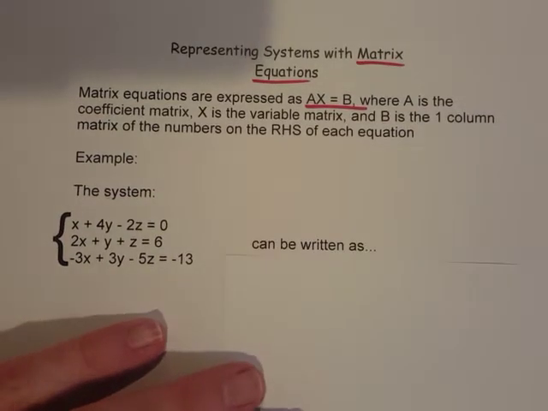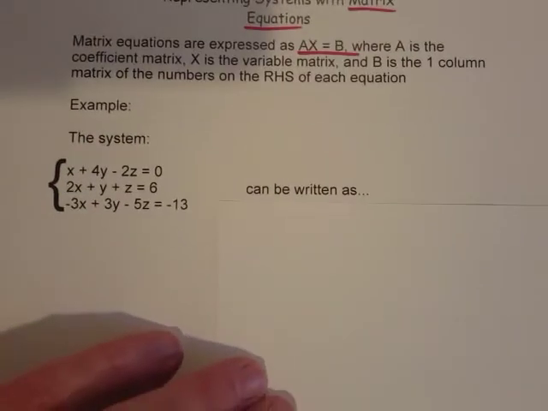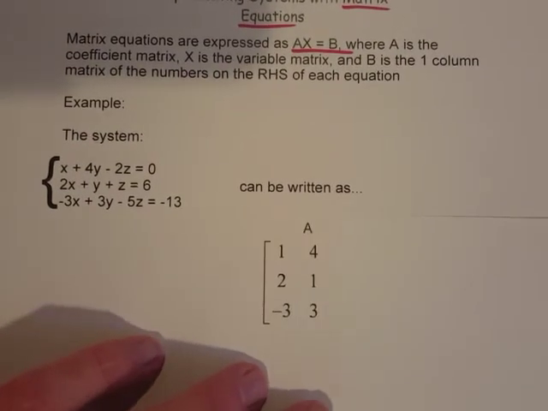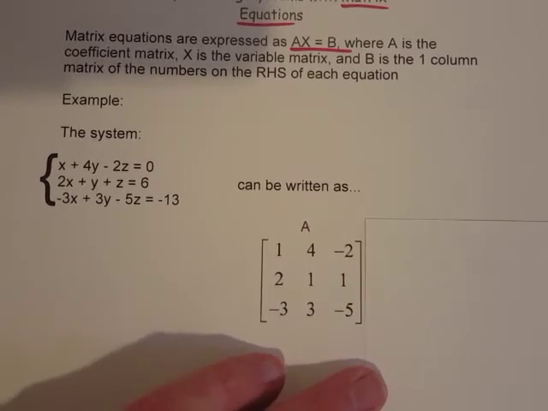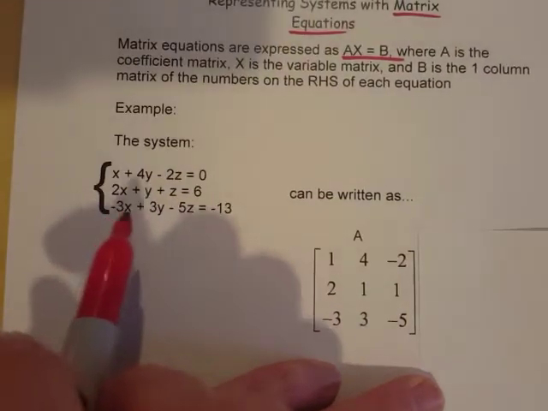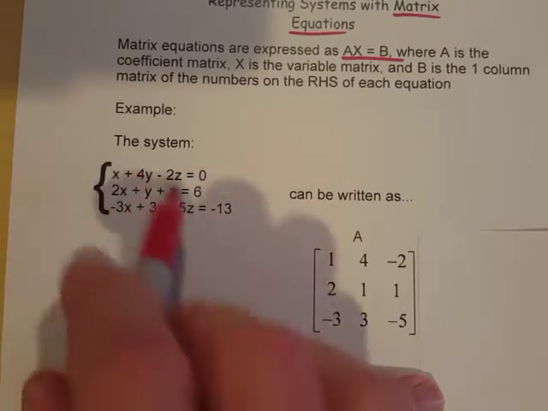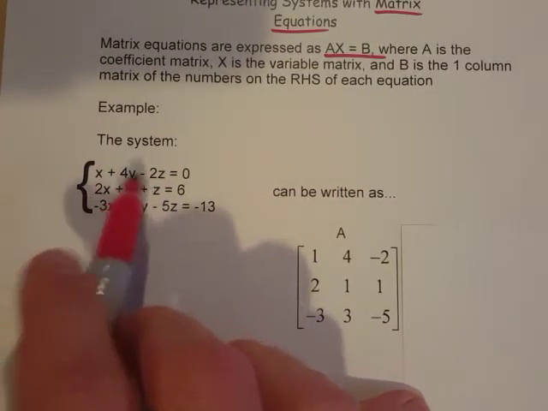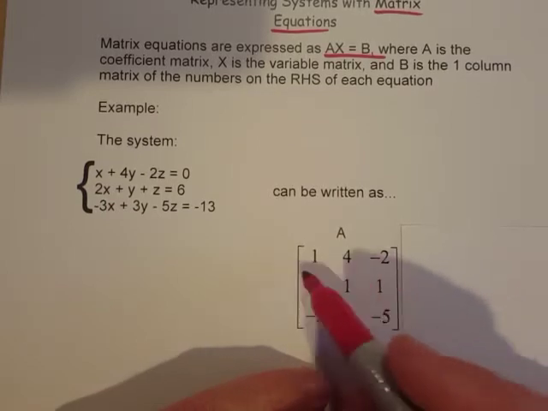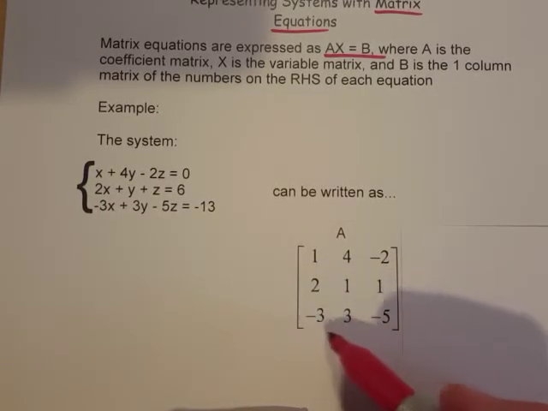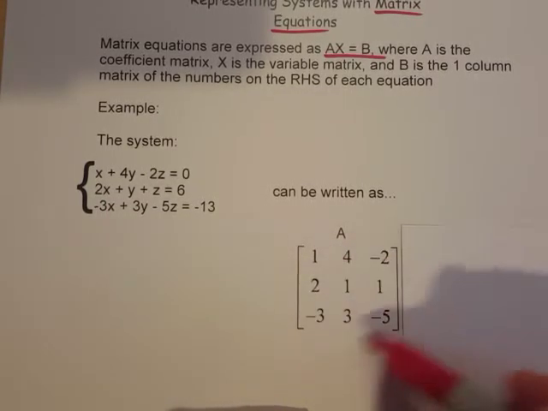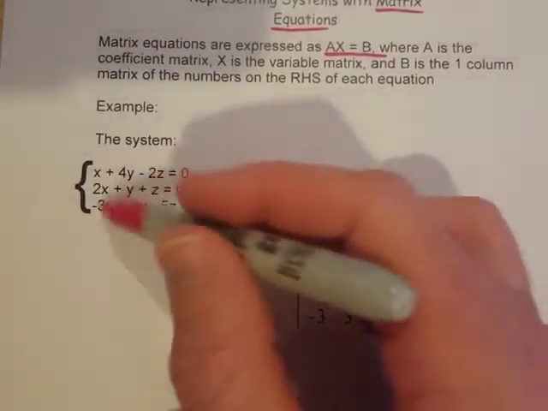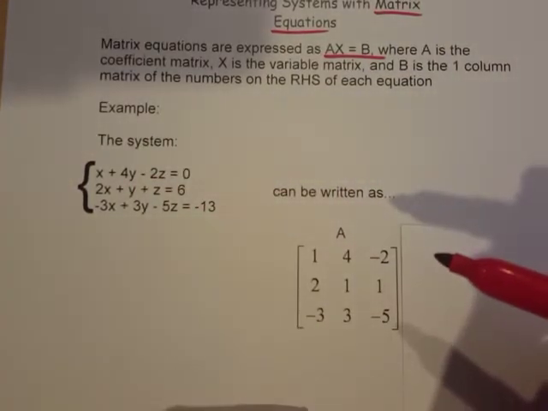Now A is the coefficient matrix. So that means we're going to have all the numbers that come from X, Y, and Z in these equations. So you'll notice that we have 1x plus 4y minus 2z. That's all right here. Here's our second row, here's our third row. So that's going to represent just the numbers on the left-hand side.